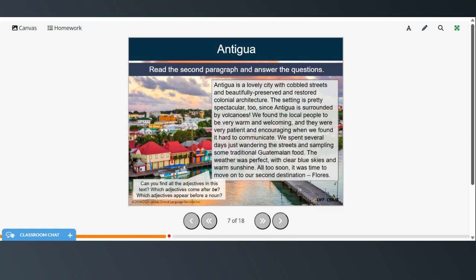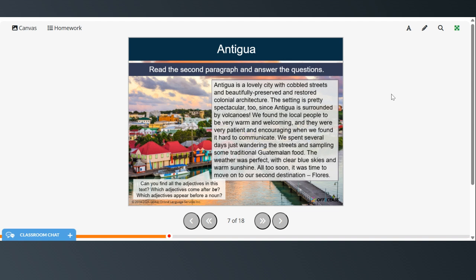Now read the second paragraph and answer the questions. You can pause the video and read on your own, or you can follow along as I read. Antigua is a lovely city with cobbled streets and beautifully preserved and restored colonial architecture. The setting is pretty spectacular too, since Antigua is surrounded by volcanoes. We found the local people to be very warm and welcoming, and they were very patient and encouraging when we found it hard to communicate.